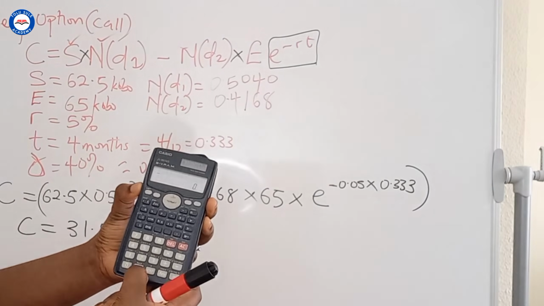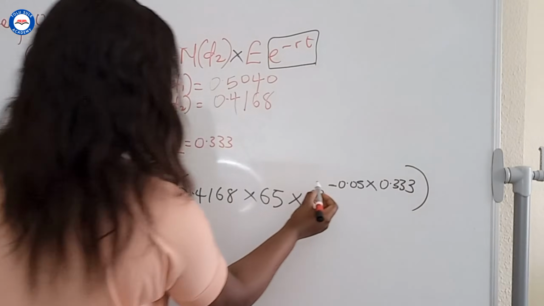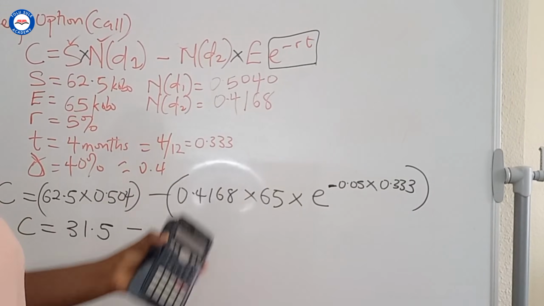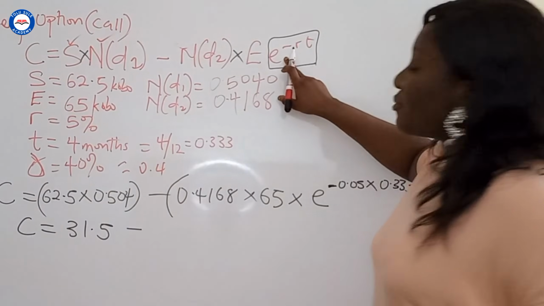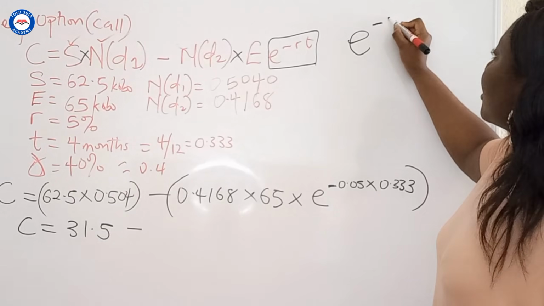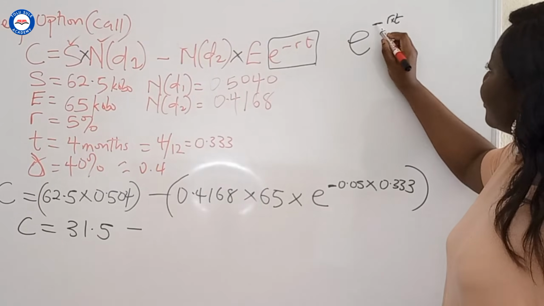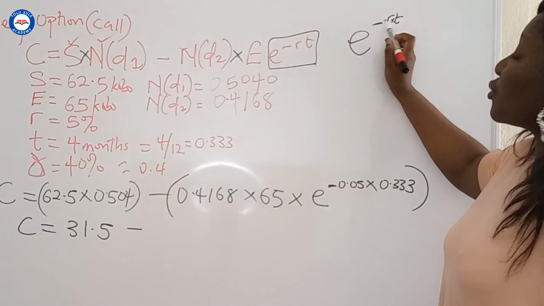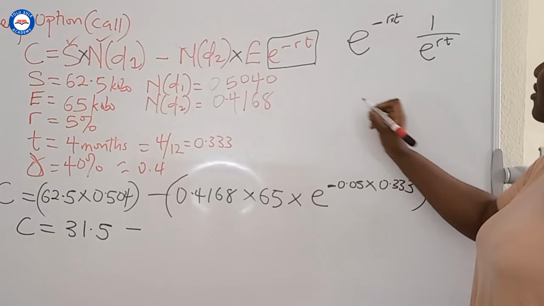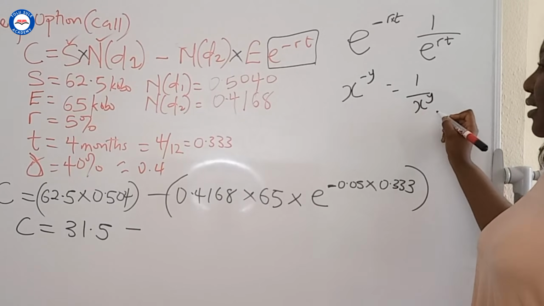So we say minus 0.05. Minus, because this minus is together with this, right? It's very important. Don't lose that minus. Look at it. It's coming with the formula e raised to power minus RT. You know this R is not coming with its own minus, but this e is carrying a minus on top, so don't misplace it. It's the same thing as 1 over e raised to power RT. Remember that our index is x raised to power minus y is equal to 1 over x raised to power y.